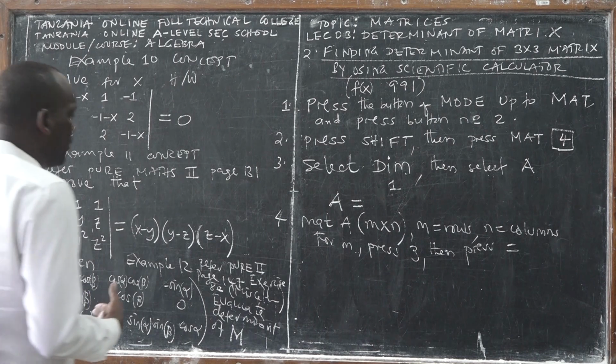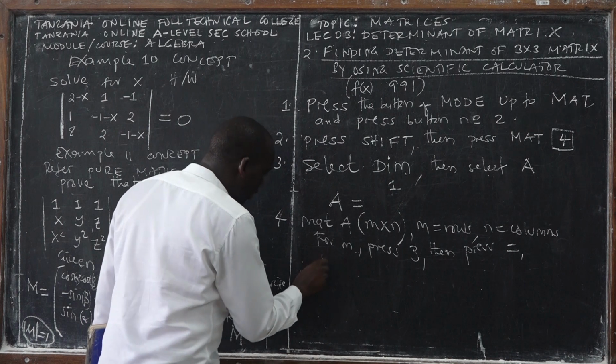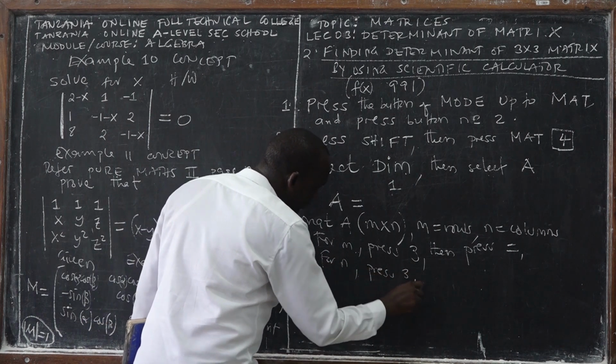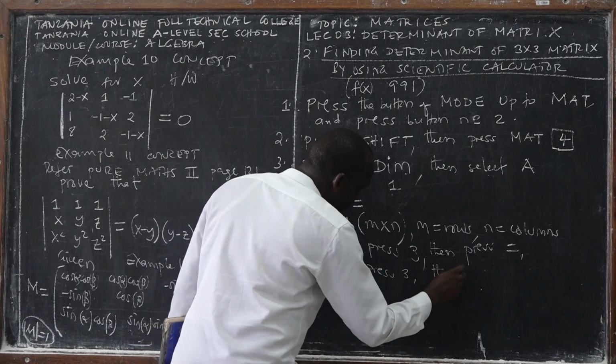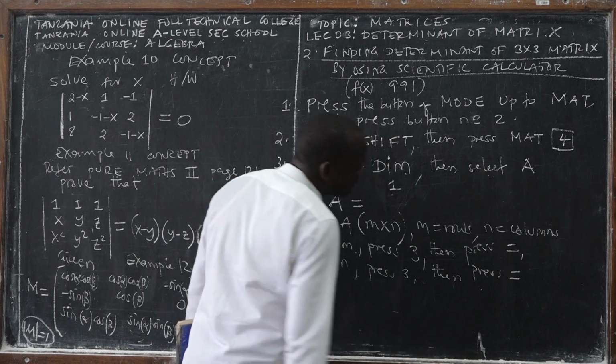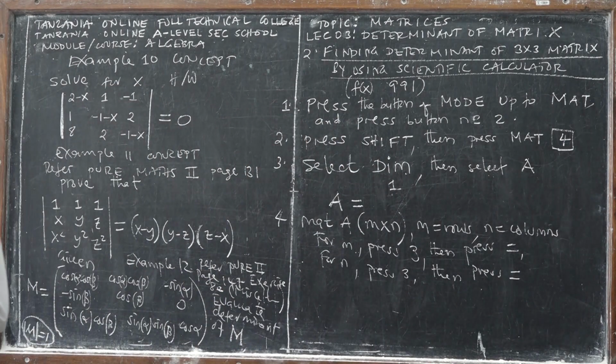Do the same process for the column. For N, press what? 3. Then press what? The equal sign. Are we together? So now you have defined the dimension of your matrix.